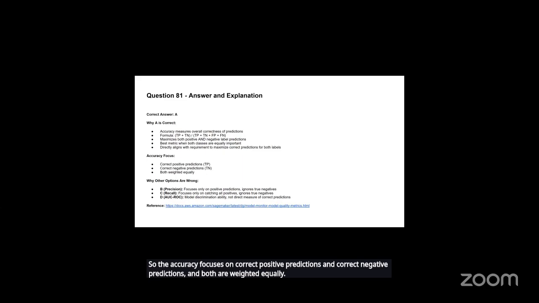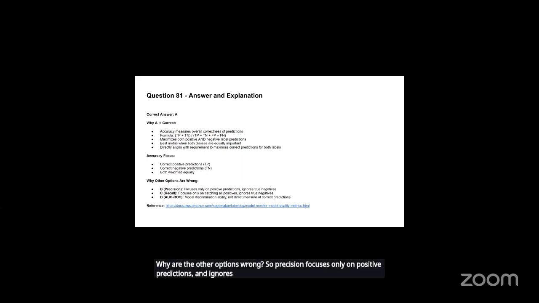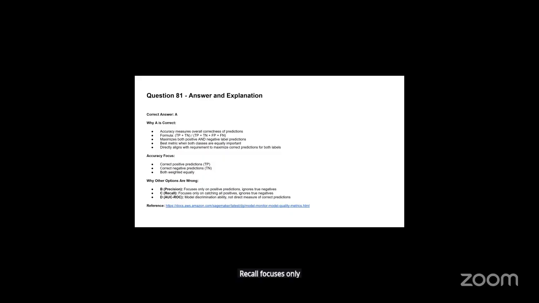Why are the other options wrong? So precision focuses only on positive predictions and ignores true negatives. Recall focuses only on catching all positives and ignores true negatives. AUC ROC is a model discrimination ability, not a direct measure of correct predictions.